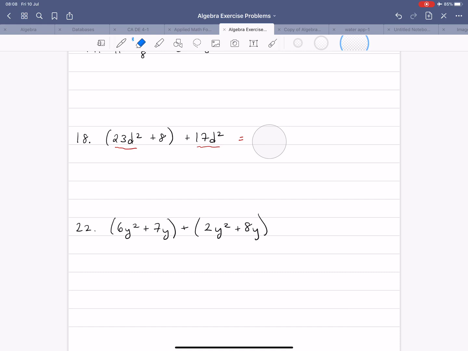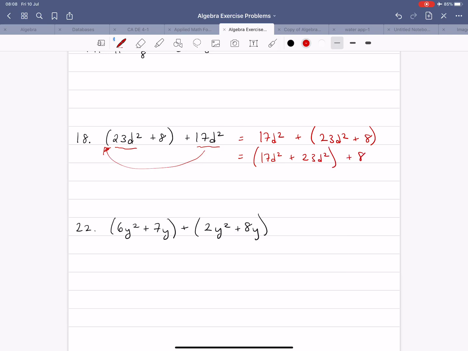Actually, let me do this slightly differently. This is going to be like 17d squared plus 23d squared plus 8. Here I've applied the commutative property, right? I just moved this 17d squared over to here. I swapped the 17d squared and the quantity 23d squared plus 8. Okay? This is going to be the same as quantity 17d squared plus 23d squared, plus 8. There I applied the associative property.